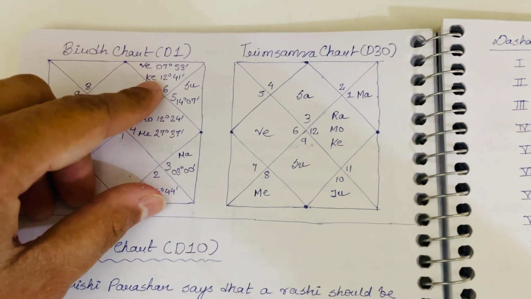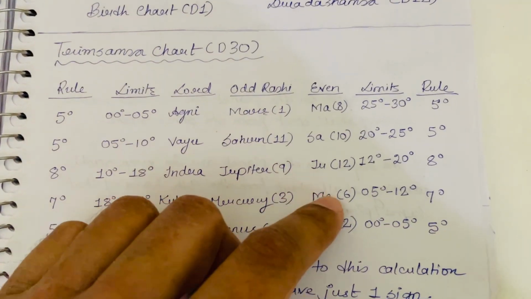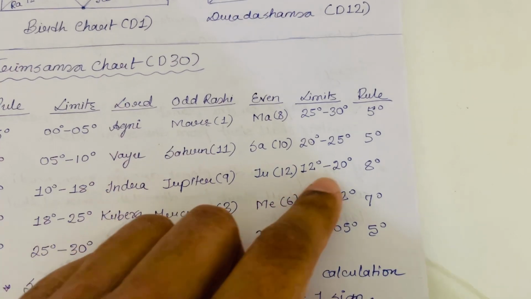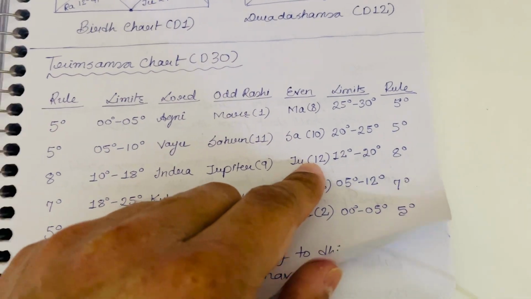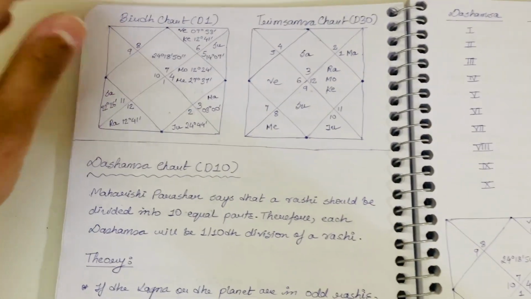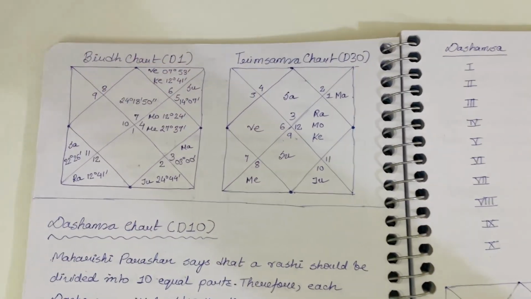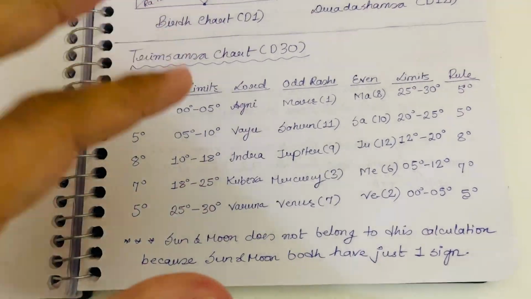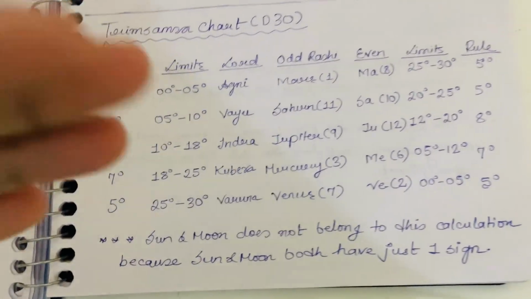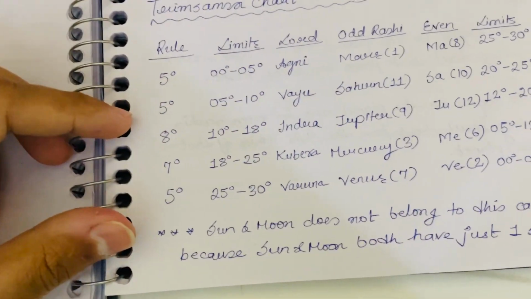And then we have Ketu, whose longitude is 12 degrees 41 minutes, in an even sign. It is in this particular limit, being ruled by Pisces. So Ketu will go in the sign of Pisces, right? So from the D1 chart, we have successfully created our Trimsamsa chart using this particular table, the table which contains the theory also, and in a way it shows us how the planet is going to get placed in which particular Rashi.